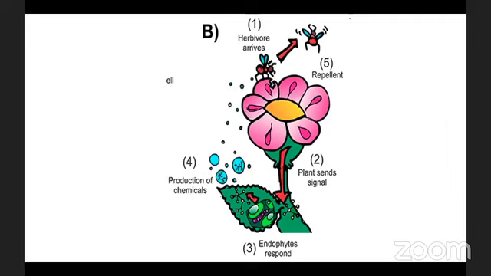So here, graphically, if we can see in a cycle, the first step is the herbivore arriving, then the plant sending the signal to the endophytes. Third is the endophyte responding, and fourth is the production of chemicals, and lastly, due to those chemicals, herbivores are taken away due to the repellent nature of that chemical. So this is one type of example where we can see how endophytes are helping that particular plant, so that it can protect itself from any environmental stress.